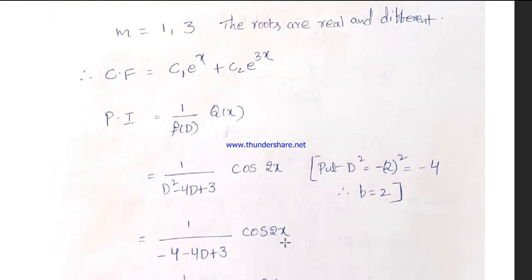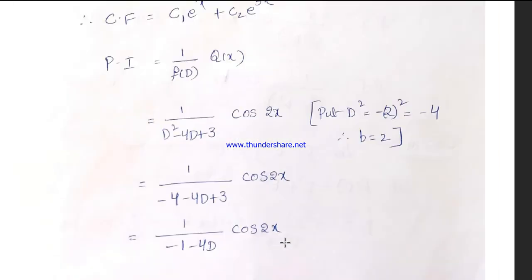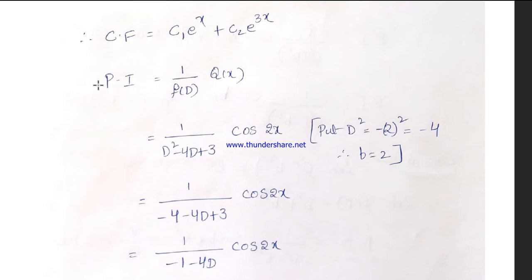Next, going to the particular integral. First write the standard formula for the particular integral. Particular integral is equal to 1 by f of D into Q of x. So that is 1 by D square minus 4D plus 3 into cos 2x. First you have to substitute D square is equal to minus b square. Here the b value is 2; the x coefficient is considered as b.